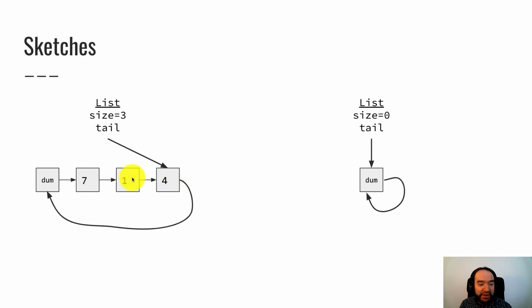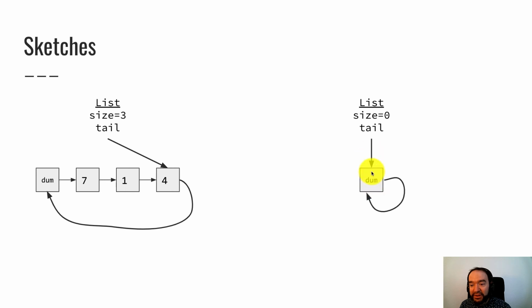So if we look at these nodes, how many incoming pointers are there? The dummy has 1 incoming pointer, 7 has 1 incoming pointer, 1 has 1 incoming pointer, but the last node, the tail node, has 2 incoming pointers, one from whichever node came before it, and another one from the list's tail node. That's actually true also in the empty case.